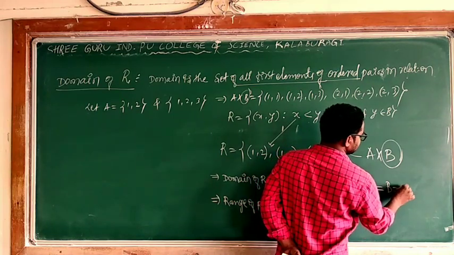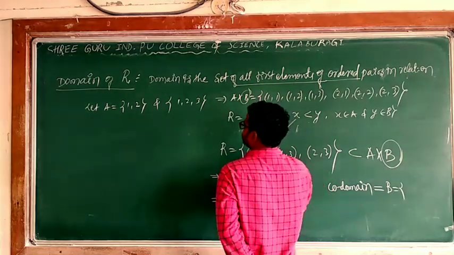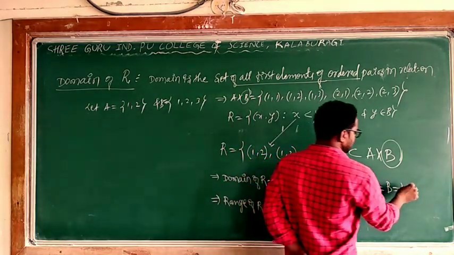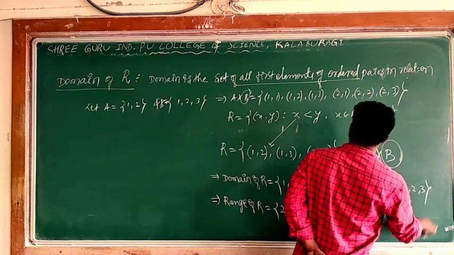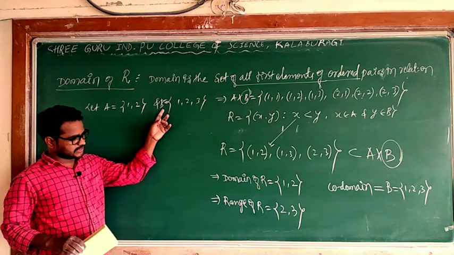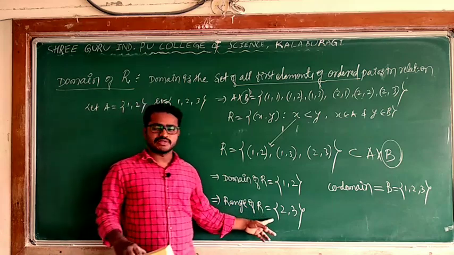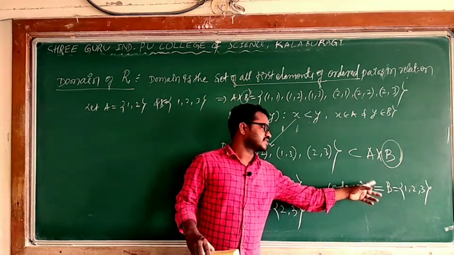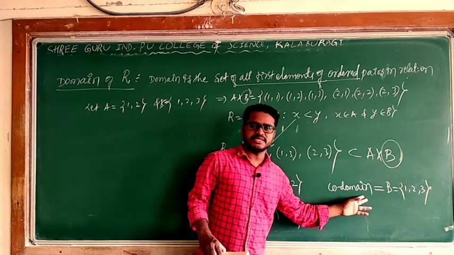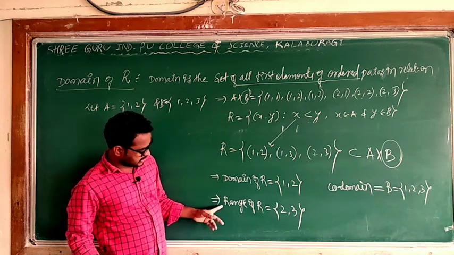B has 1, 2, 3. So domain of R is {1, 2}. Range of R is {2, 3}. Codomain is the set of all the elements; the whole set B is considered the codomain. So that is the domain of R and the range of R.